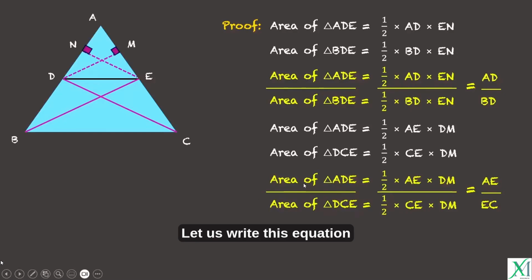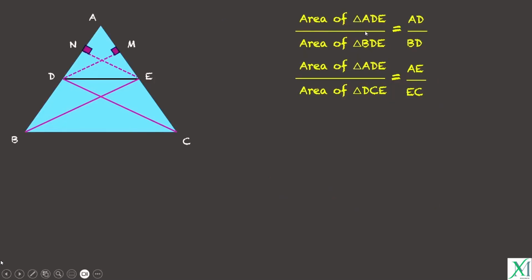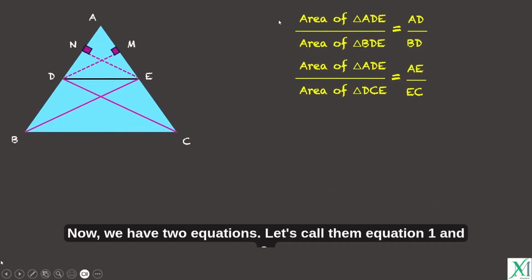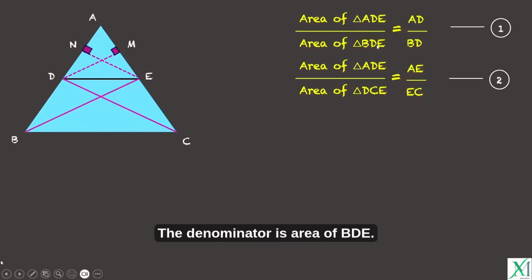Let us write this equation and this equation on a cleaner page over here. Now, we have two equations. Let's call them equation 1 and 2. In both of these, on the left hand side, the numerator is the same. The denominator is area of BDE in one case, and in this case, it's area of DCE. That is this triangle and this triangle.